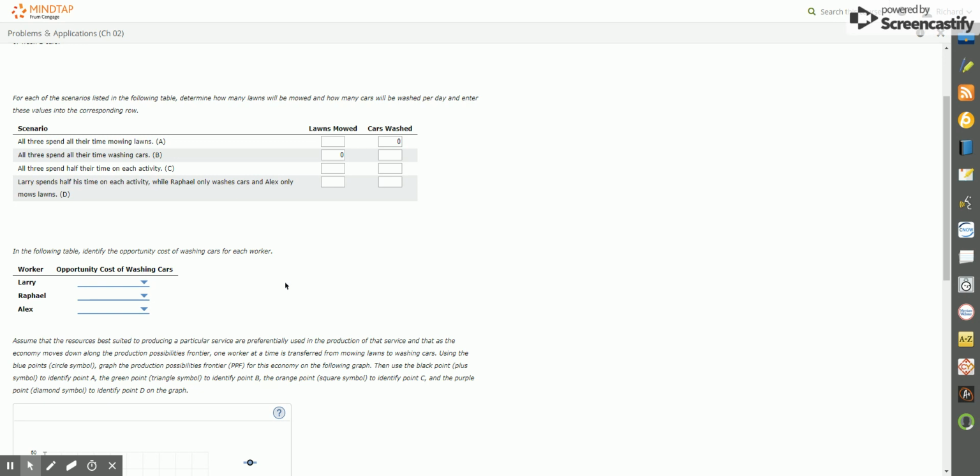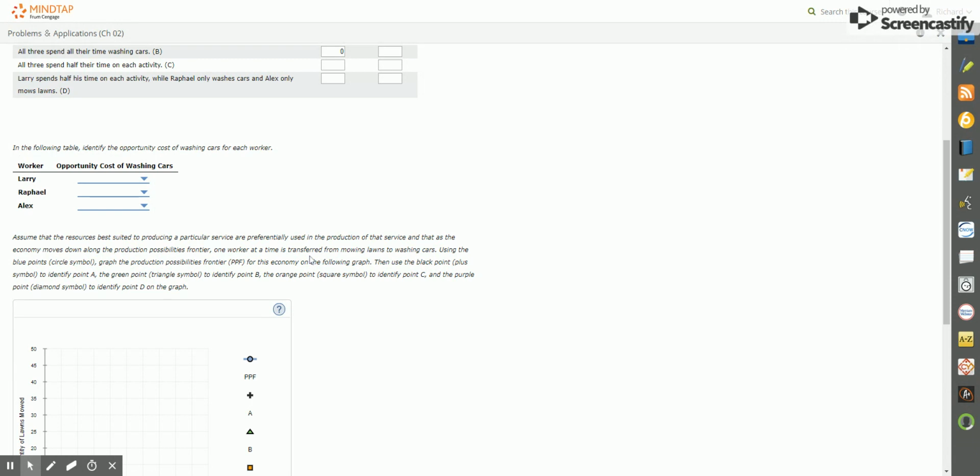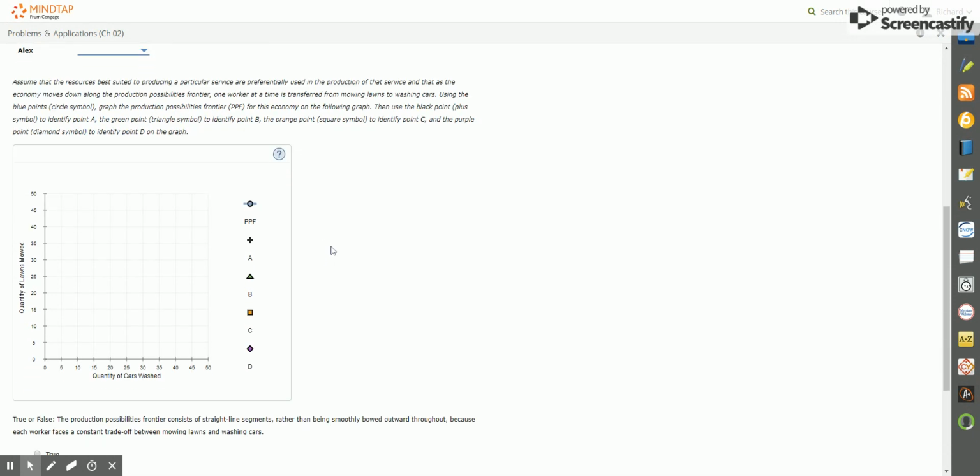So we've already seen some things about how to figure out opportunity costs, comparing the lawns mowed and cars washed. We've done examples like that with some other things, but you're going to go through it and figure out the opportunity cost there. Now then, the graph, though, presents some extra problems potentially and how to get this out.